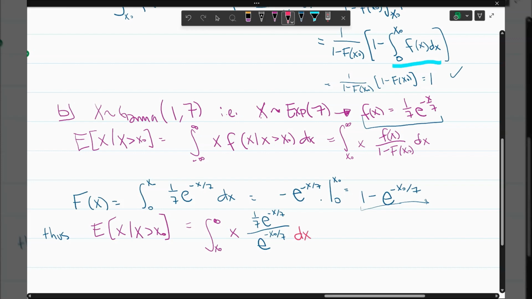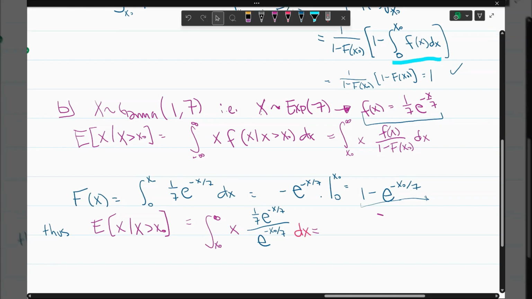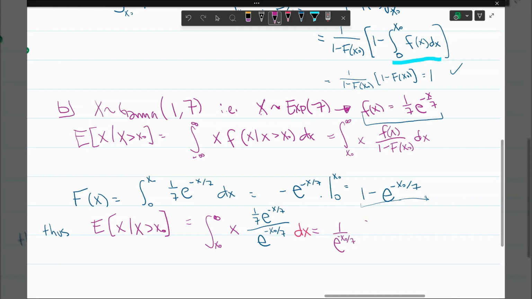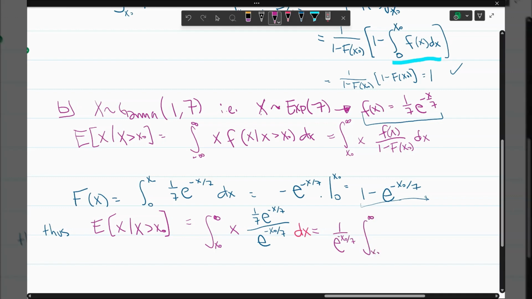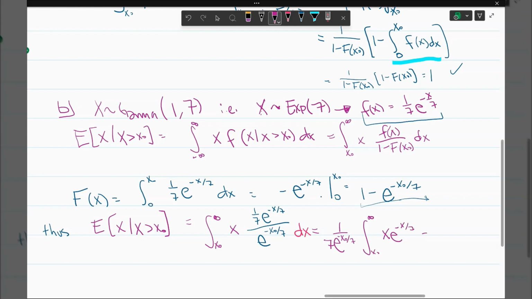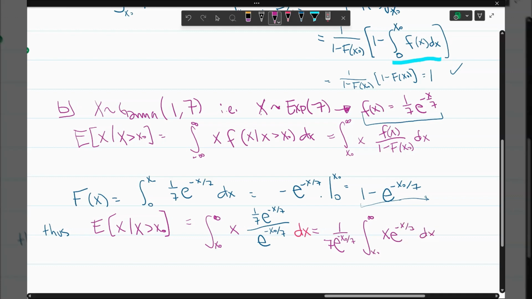Okay, threw that color in there just to make sure you're awake. So I'll bring out the constant term of e to the x naught over 7, integrate from x naught to infinity of 1/7. I'll bring that out too, x e to the minus x over 7 dx. Okay.